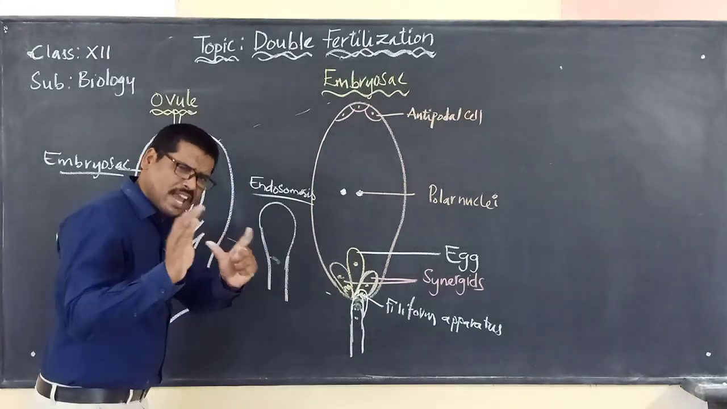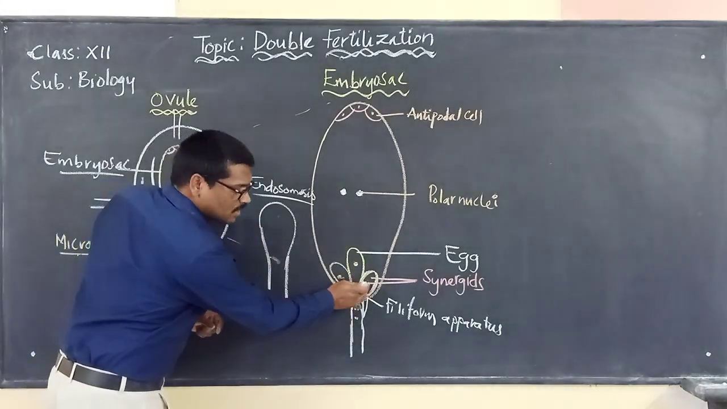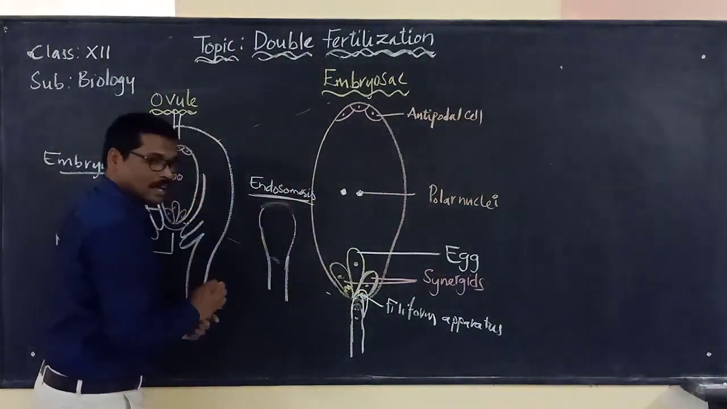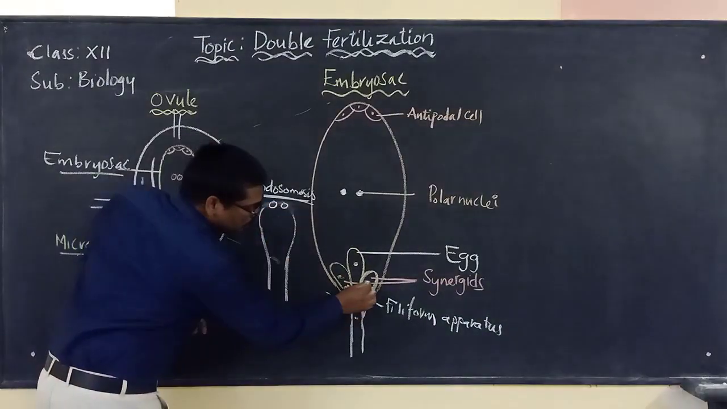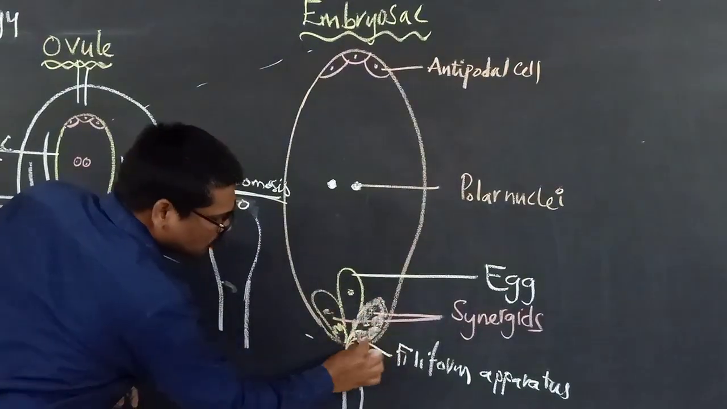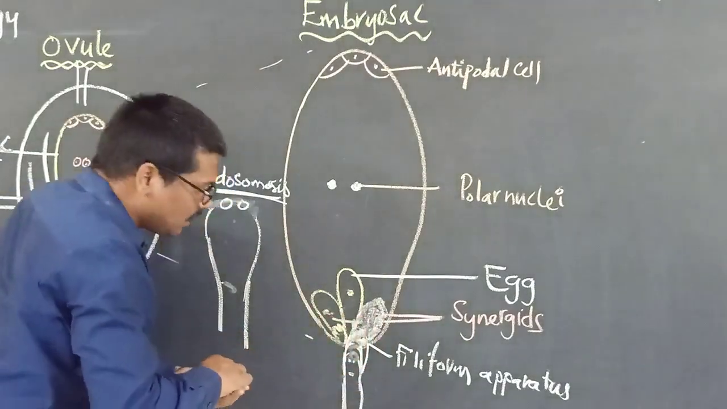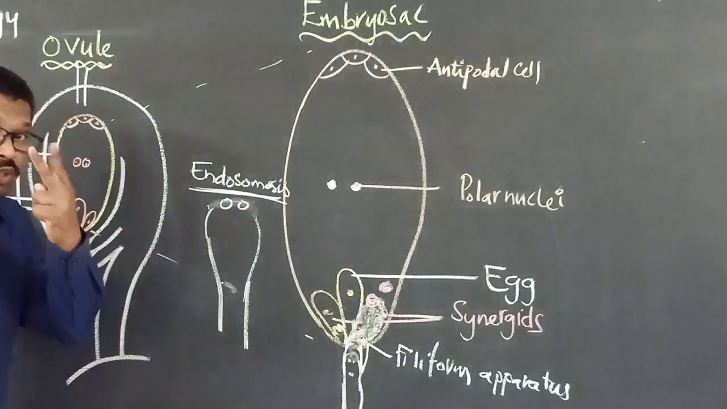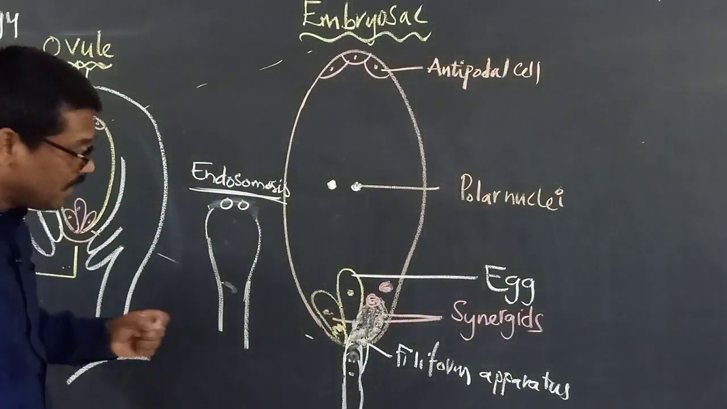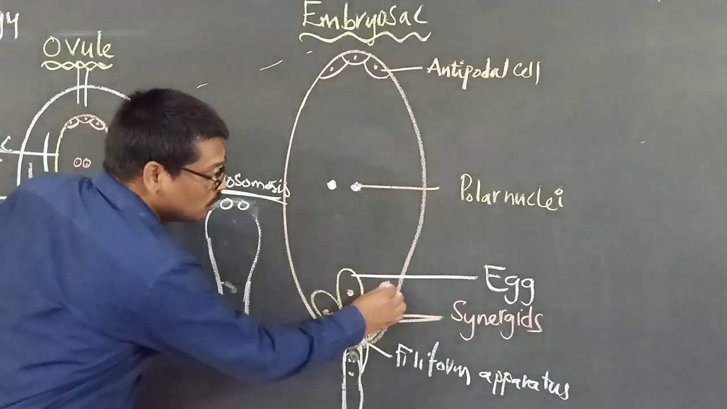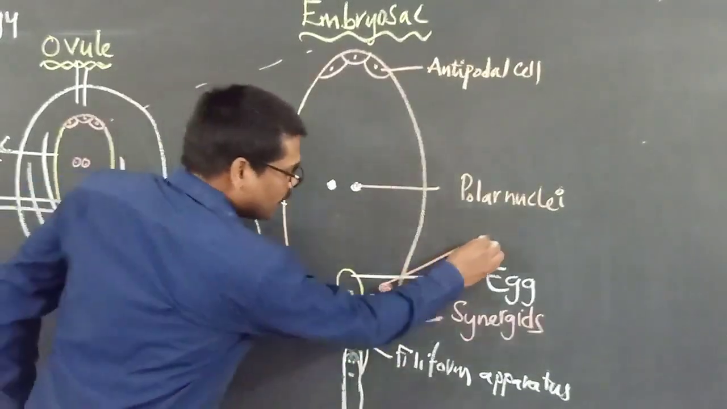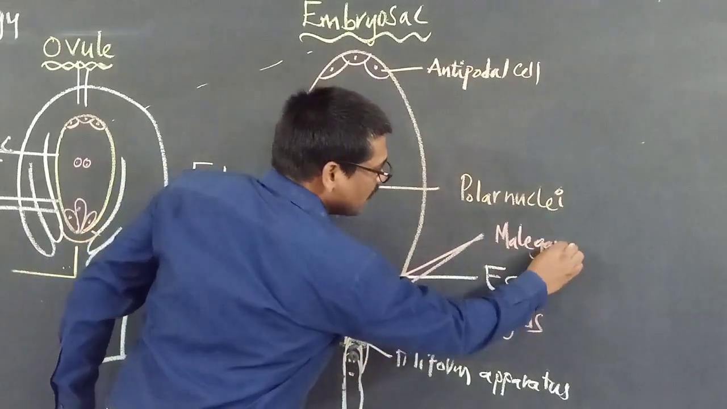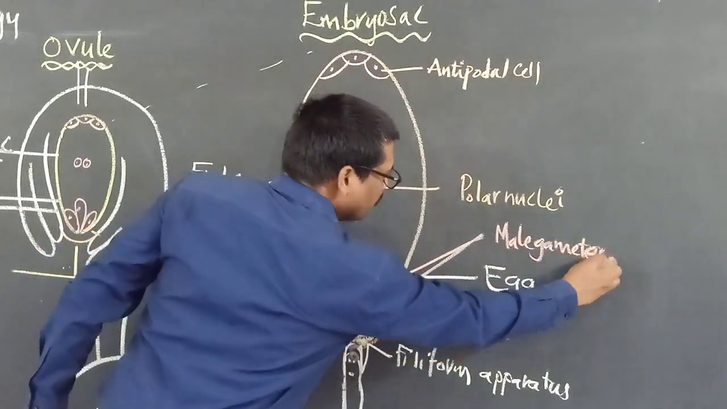And at the same time, what had entered inside this synergid? The pollen tube. And due to endosmosis, this will get ruptured, releasing what now? The male gametes. So this is all completely destroyed or degenerated. And what is released inside? Two male gametes are released inside. Please remember, two male gametes are released inside, which means the pollen tube is bringing two male gametes.